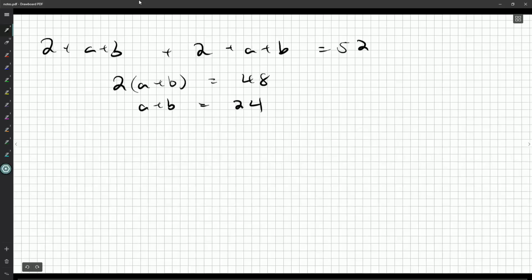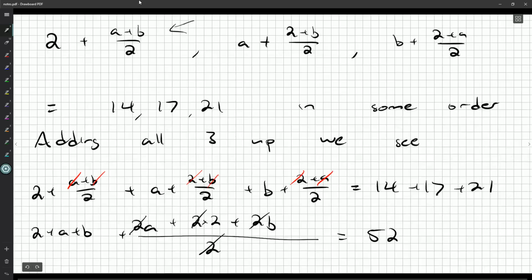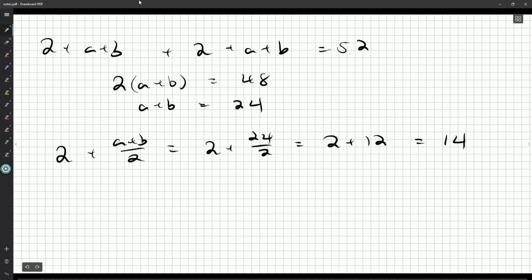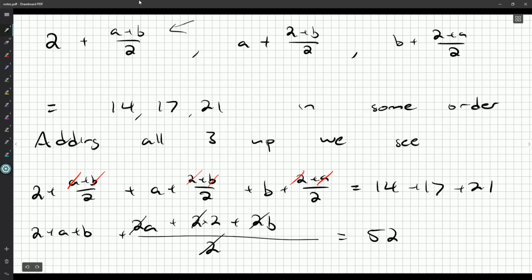Now, I don't know what A and B are, but I have seen A plus B before, right up here in this average. So (2 plus A plus B) over 2 is (2 plus 24) over 2. So that's 2 plus 12. So that's 14. Okay. So I know that this one is 14. How does that help me, actually?